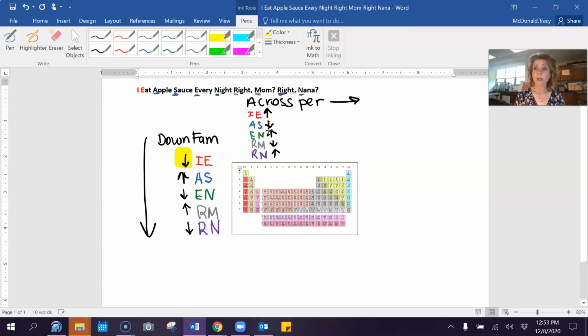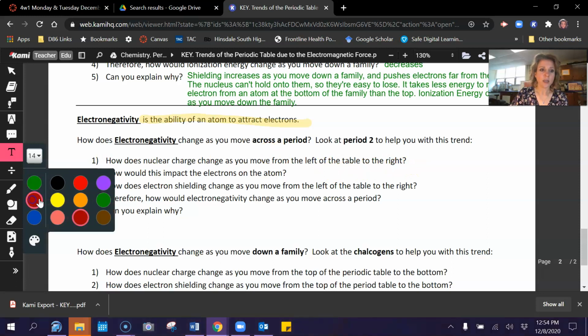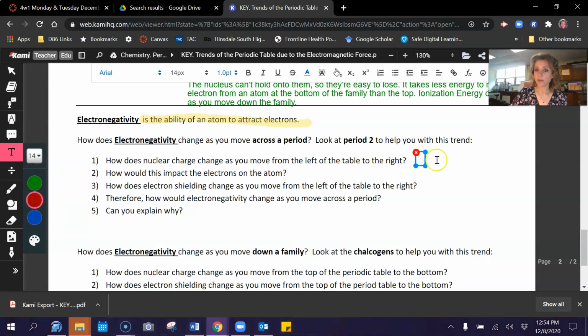So we have to think about nuclear charge, since we're talking about periods, and how would that fit in with the attraction of electrons? Okay, so number one, how does nuclear charge change as you move from the left of the table to the right? Well, nuclear charge is going to increase. And how do I know that? Because the atomic numbers are increasing as you move from left to right across the periodic table.